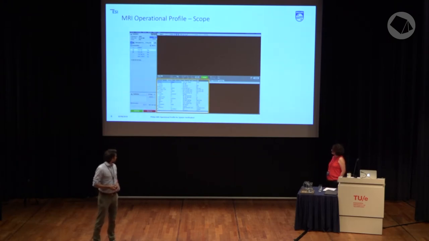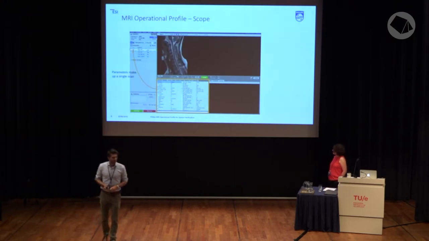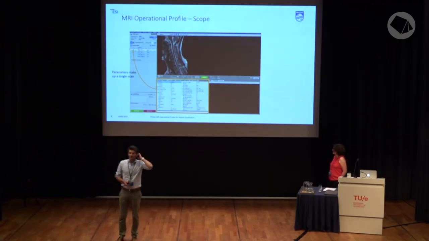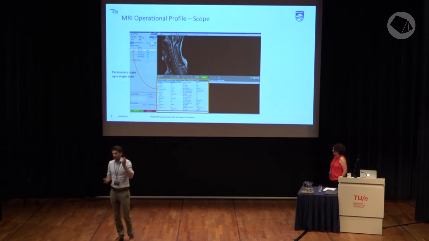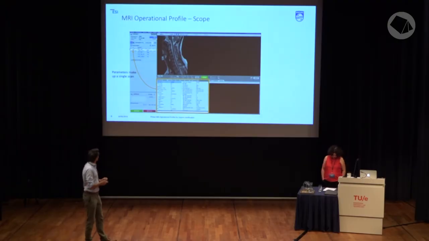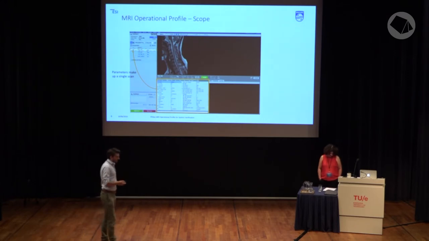So this set of parameters makes up a certain scan. Just for one scan. And in this case, we selected a scan of the neck. Because of how you set your parameters, you'll get a certain contrast or a certain resolution or whatever. But that is just one scan.